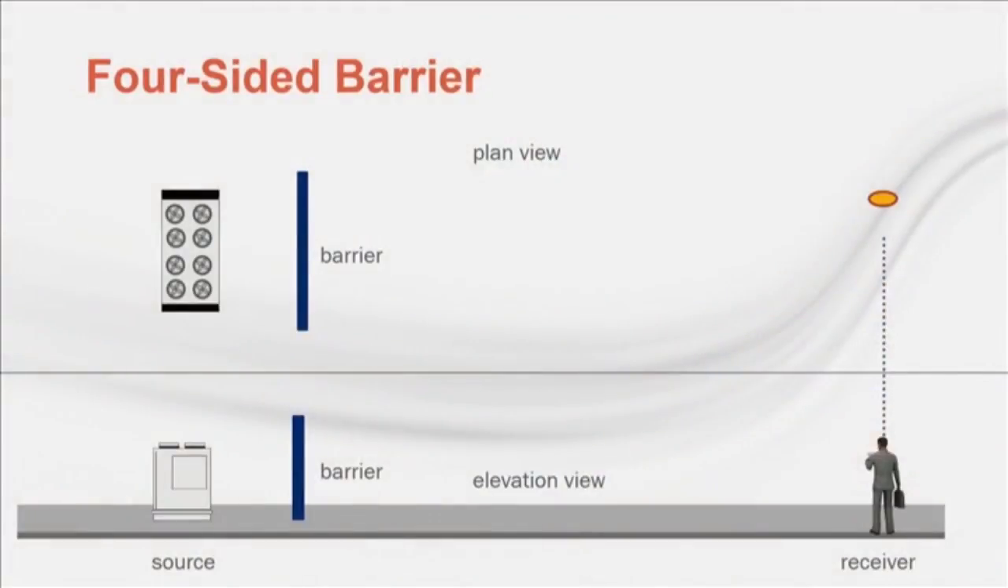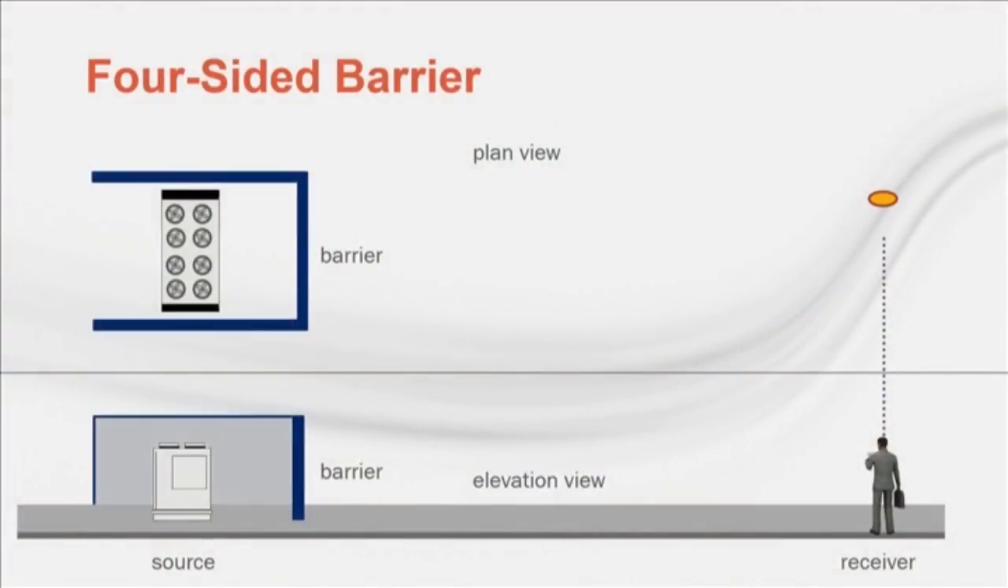The final condition to watch out for is the 4-sided barrier. I think people figure as long as they're putting a barrier on 3 sides of the unit, they might as well add the 4th side. This causes a problem because the barrier wall calculation assumes that the sound reflected from the barrier does not contribute to the sound at the receiver.